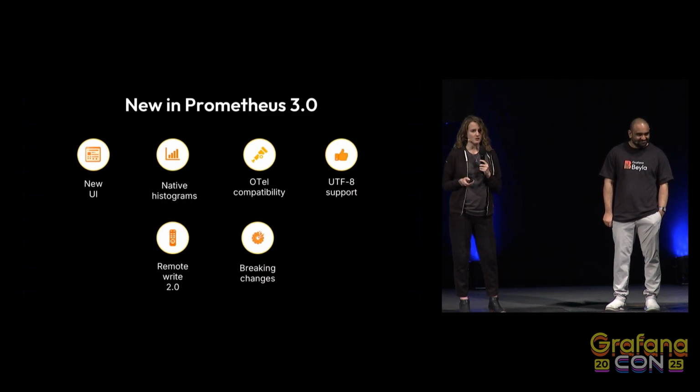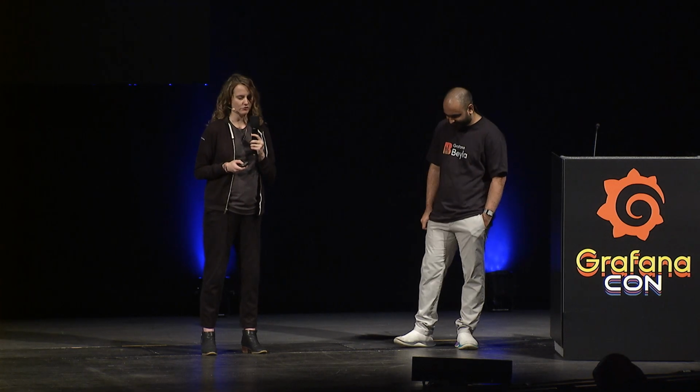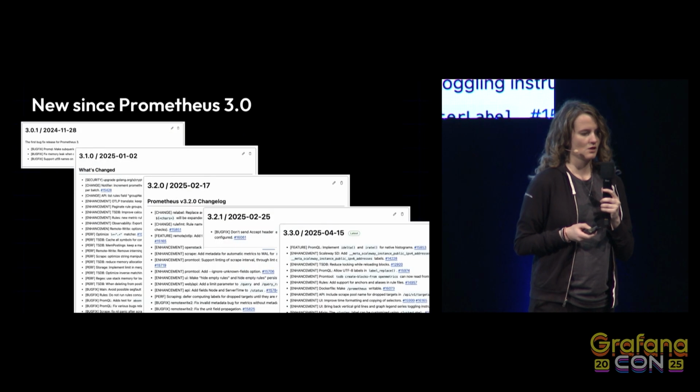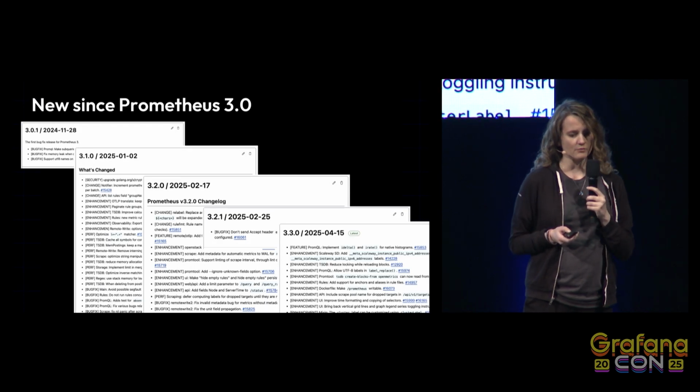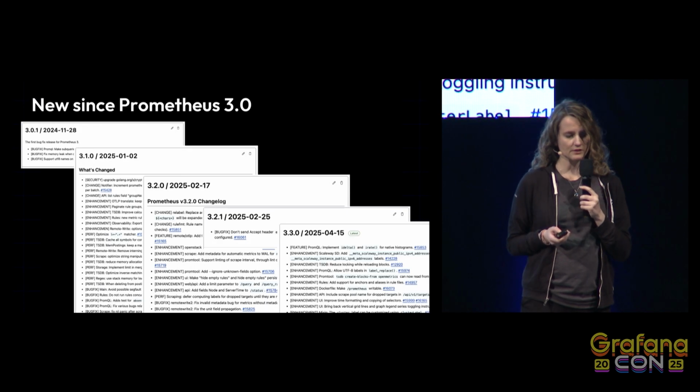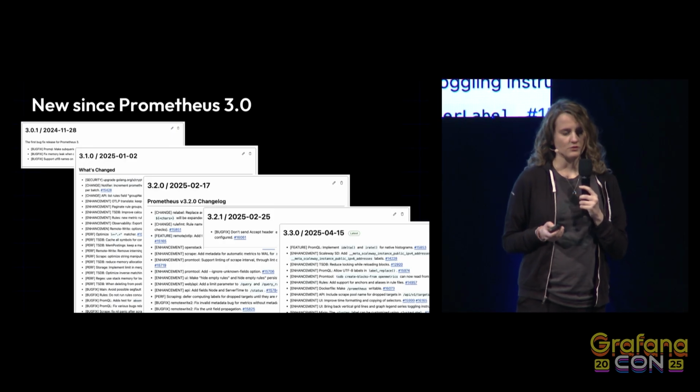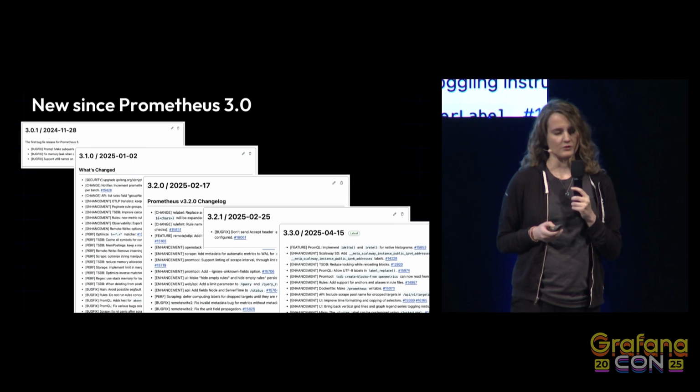Today we're going to talk about some of the features that have been released as part of Prometheus 3.0, which includes the new UI, native histograms, OpenTelemetry compatibility, UTF-8 support, remote write 2.0, and some breaking changes. There have also been several updates and minor version bumps since Prometheus 3.0 was released, so we will also talk a little bit about some of those new introductions, as well as what's to come in the future.